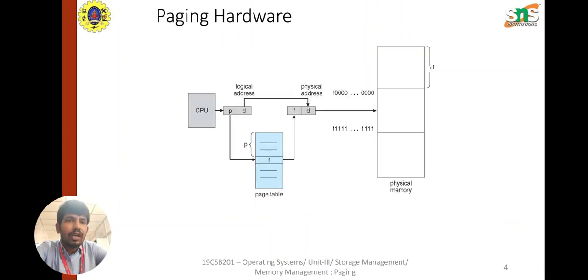So this is the paging hardware concept. In this diagram we have a CPU and a physical memory. In between the CPU and physical memory we have a page table. The page table contains the logical address as well as the physical address. The logical address is given as page number and offset d, and the physical address as frame number and offset d. Whenever we send a page to physical memory, the page number is sent to the page table, and the frame number from the page table is sent to the physical address. We cannot send the page directly to the physical address.